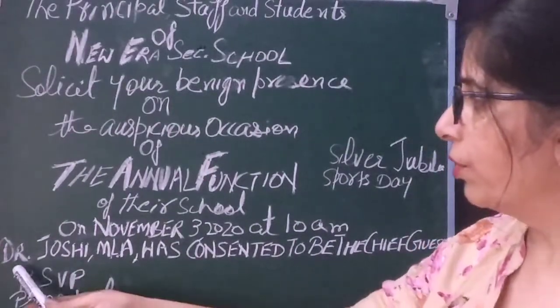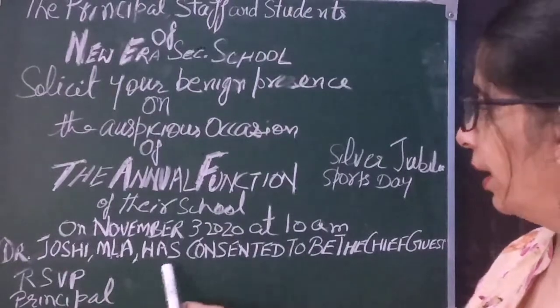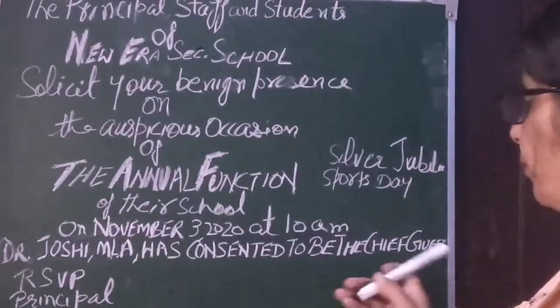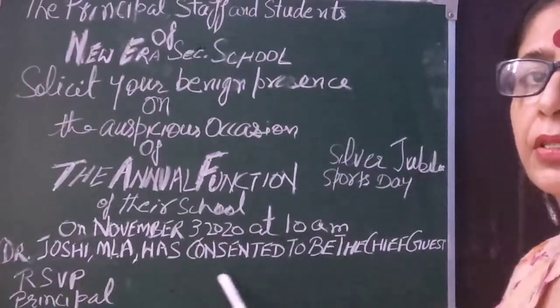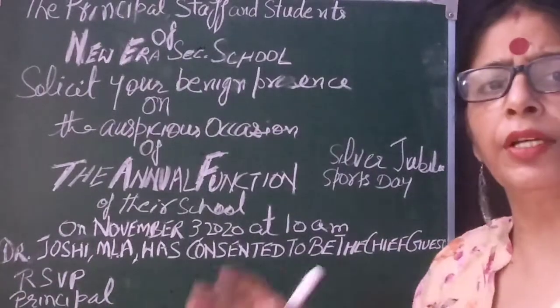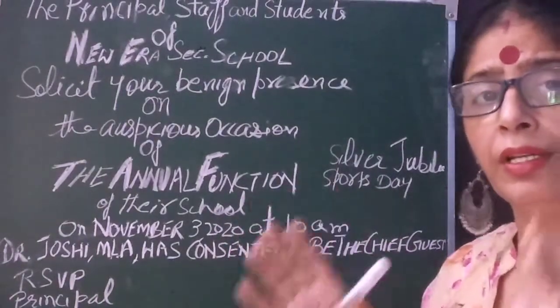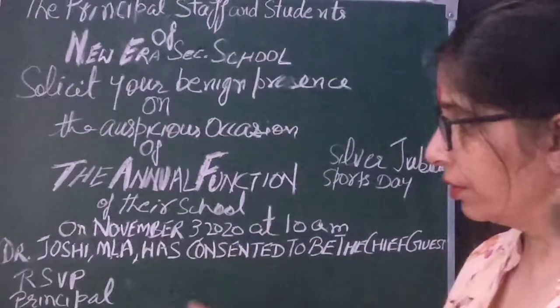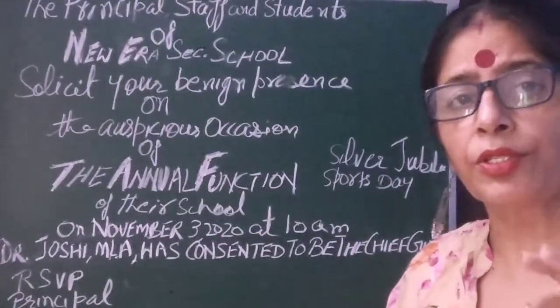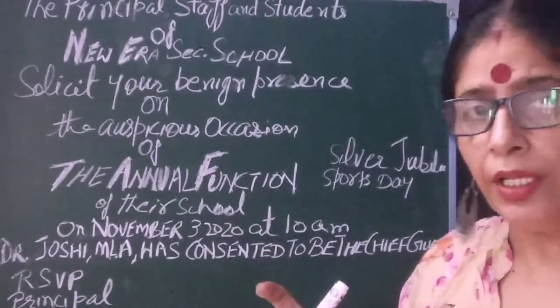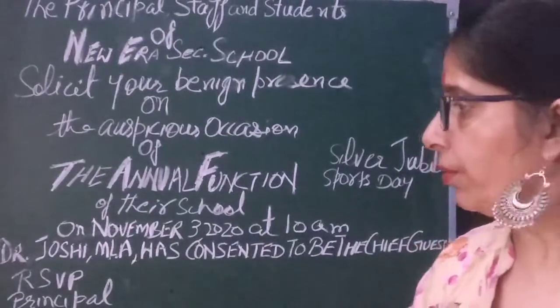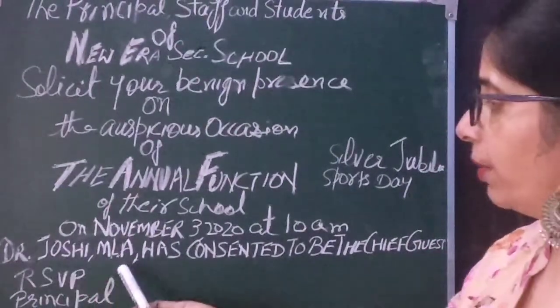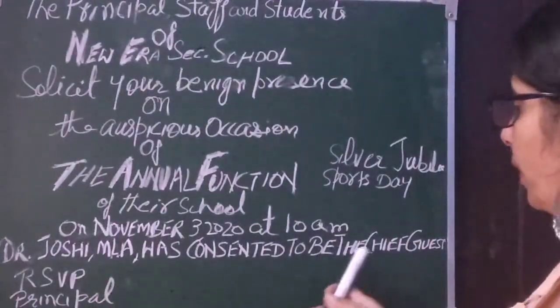So you will be writing: Dr. Joshi, MLA, has consented to be the chief guest. I have written it in capitals. Whatever way you write, it should be very clear. Everybody should look at it. This is the purpose of this invitation, that everybody should know about this name. So: Dr. Joshi, MLA, has consented to be the chief guest.